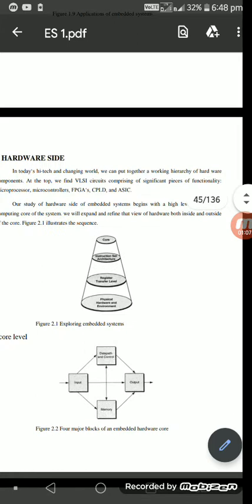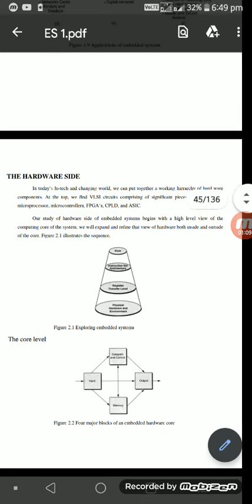So nowadays hardware is high tech, changing the world. It is put together in a hierarchy of hardware components. These hardware components depend on the VLSI circuit at the top, corresponding to functionalities in microprocessors, microcontrollers, FPGA, CPLD, and ASIC. So these are the main topics of hardware descriptions.